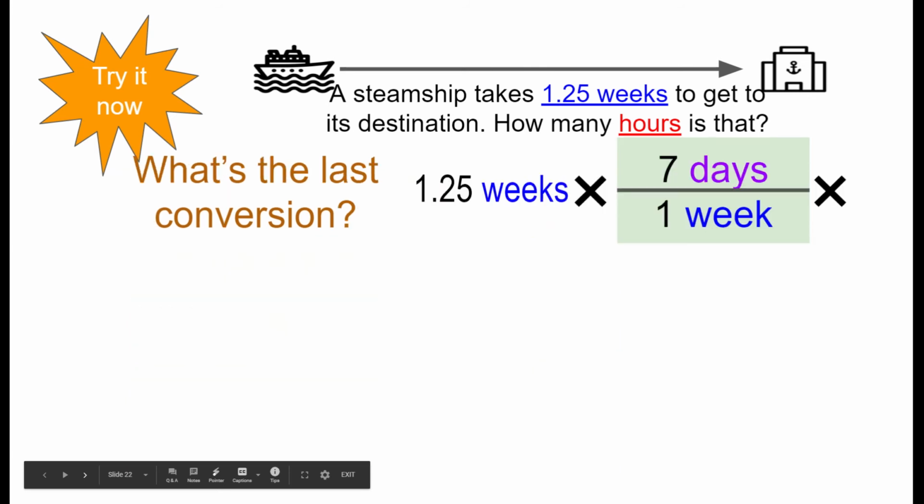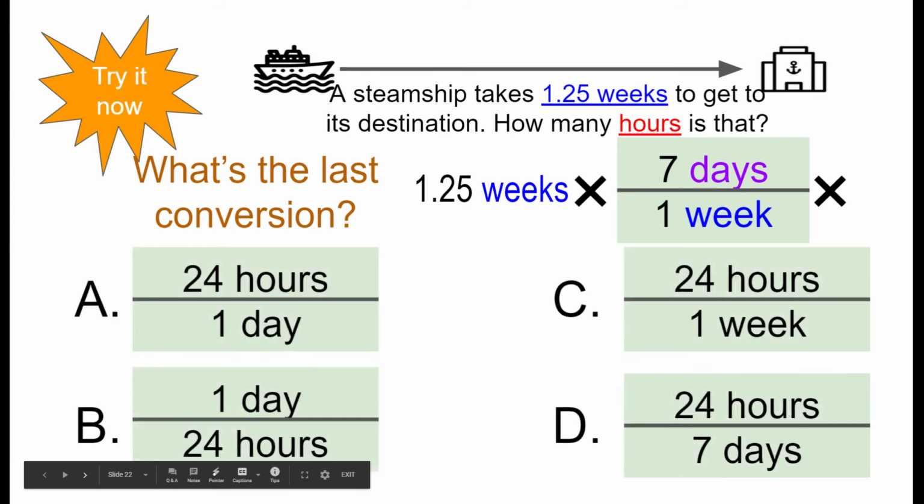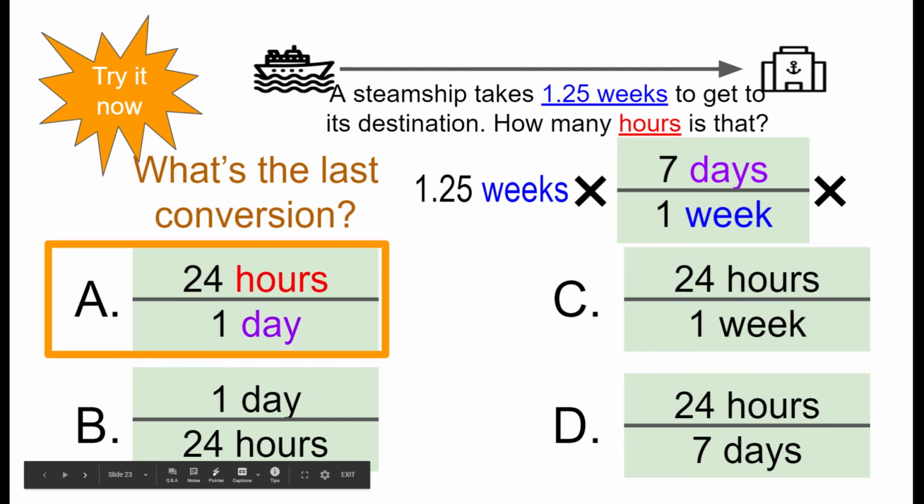So what's the last conversion? Remember, this conversion is going to cancel weeks and leave us with days. And then we want hours out at the end. So the answer is A, because A will then cancel days, which is our intermediate unit, and leave us with hours at the end. Also, the numerator is equal to the denominator.